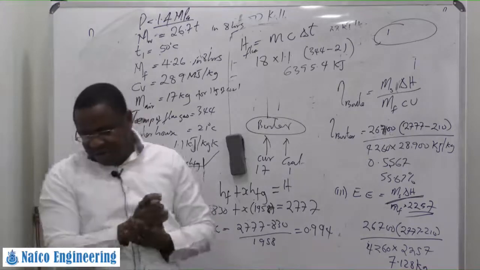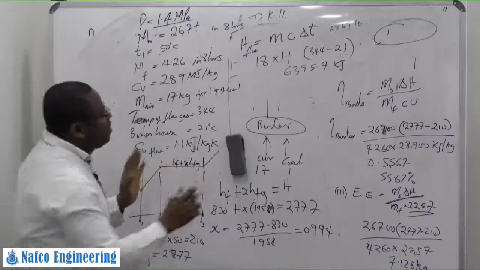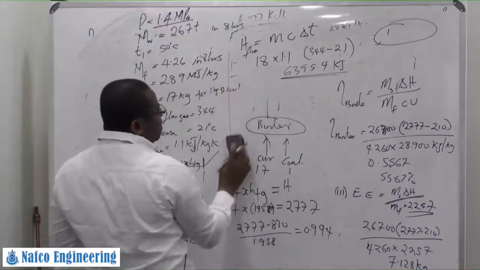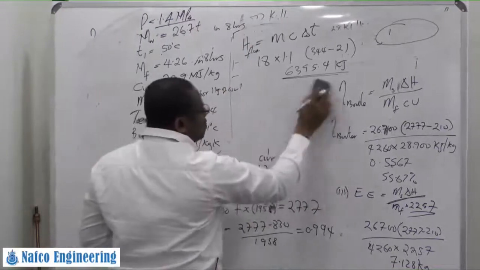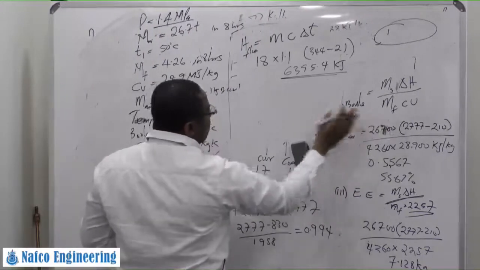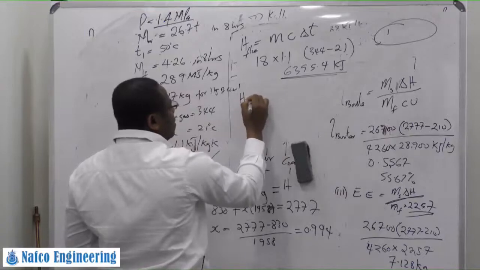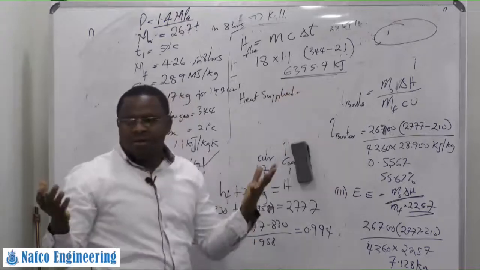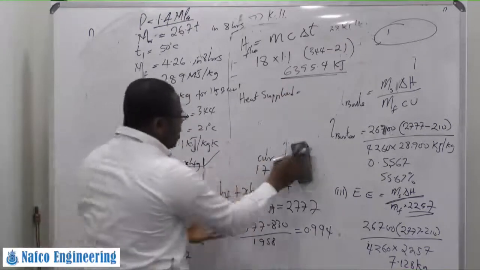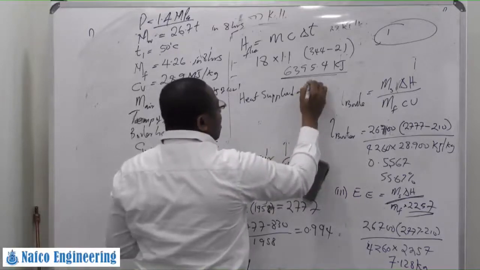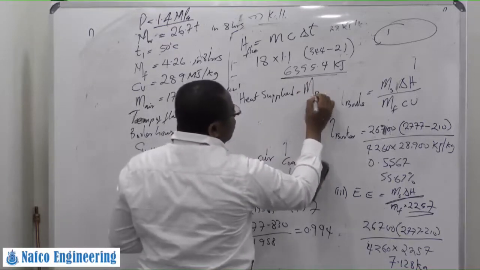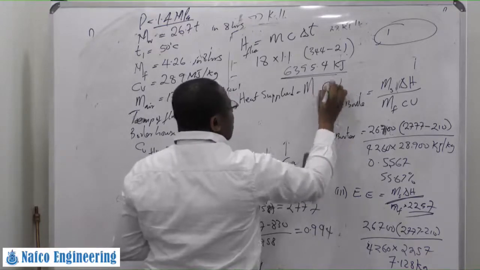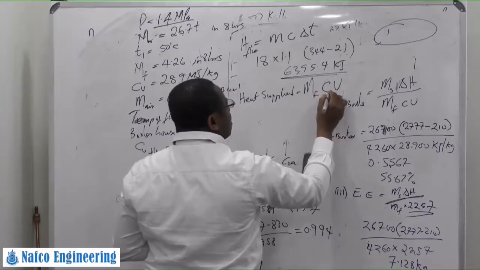Okay, it said expressed as a percentage of heat supplied. Now this is our heat, our mass, the heat of the flue gas. But if you are going to express it as a percentage of the heat supplied, what is the heat supplied? What is this heat here? It's the mass of the coal by CV, right? Yes. Okay, by CV.